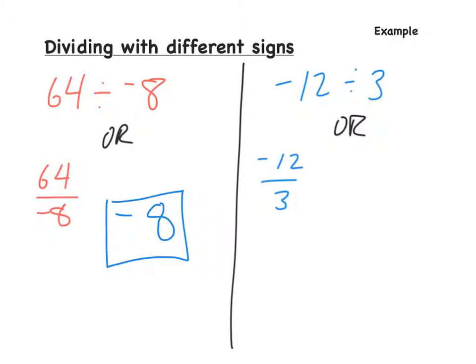Let's look at the second one. We have a negative 12 divided by a positive 3. And we know a negative divided by a positive is always going to be negative. So what is 12 divided by 3? Or how many times does 3 go into 12? The answer is 4 times. So negative 12 divided by 3 is equal to negative 4.